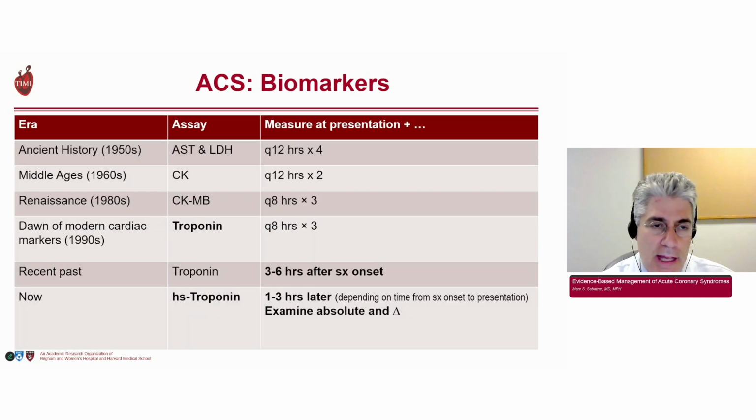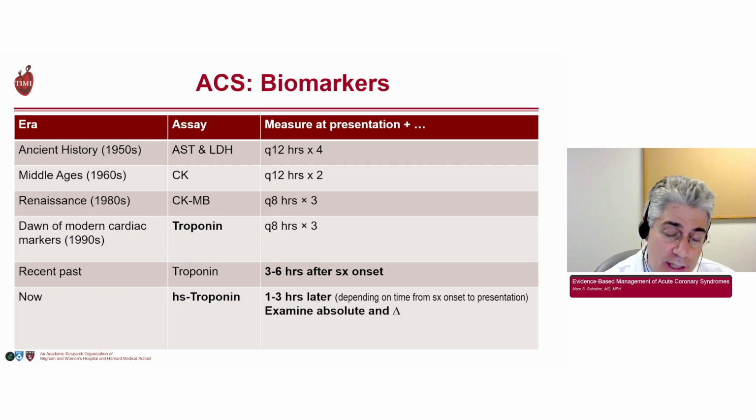This gives a slightly tongue-in-cheek history of biomarkers in acute coronary syndromes. For the sake of time, I'll focus on some of the bottom rows. When troponins were introduced in the 1990s, up until that point, we had checked CK-MB every 8 hours times 3. But when troponins were introduced, we did the same thing. And people realized with their increased sensitivity that we didn't need to wait 24 hours. If someone was going to turn positive, they would turn positive earlier than that.